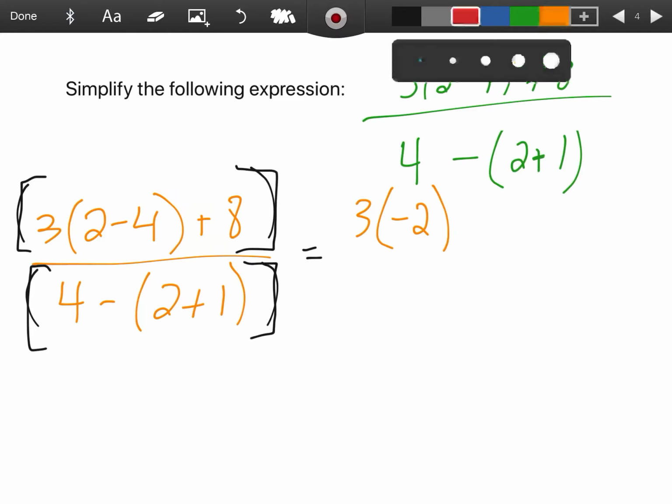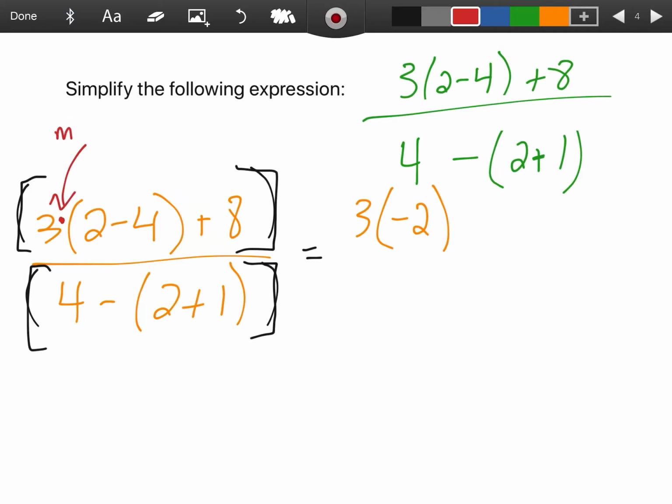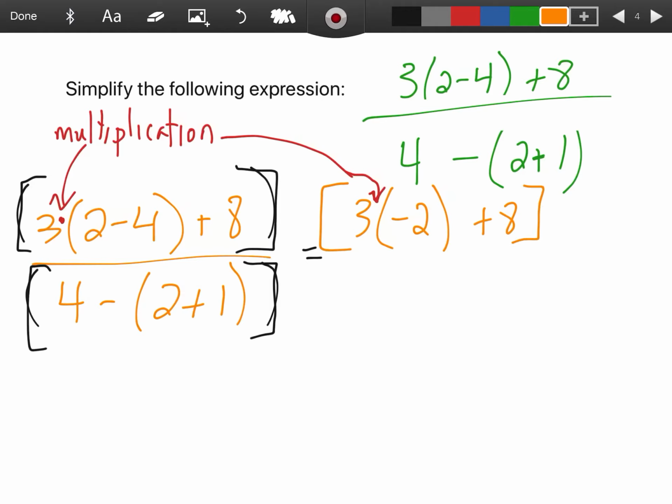And I didn't touch on this, but whenever we have a number written next to parentheses, just like this, that indicates multiplication. Okay, that is always going to represent multiplication when we have a number written next to parentheses. So that is multiplication right there. That's 3 times negative 2. Okay, then we continue on. We have plus 8, and I'll put the brackets. And then we have 4 minus, well, 2 plus 1 is 3.